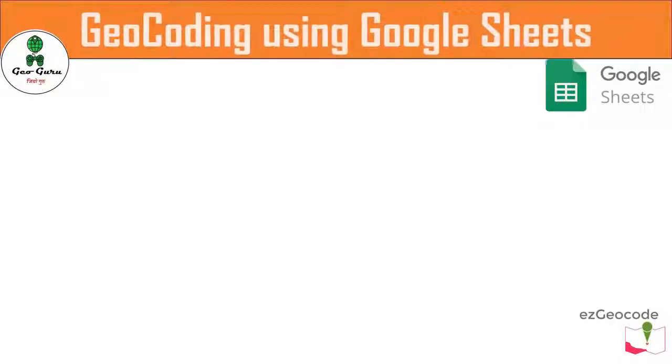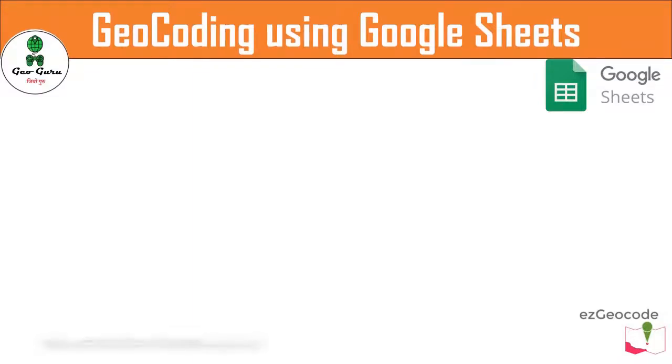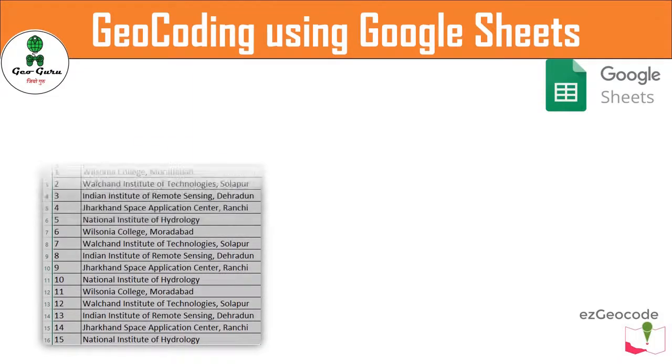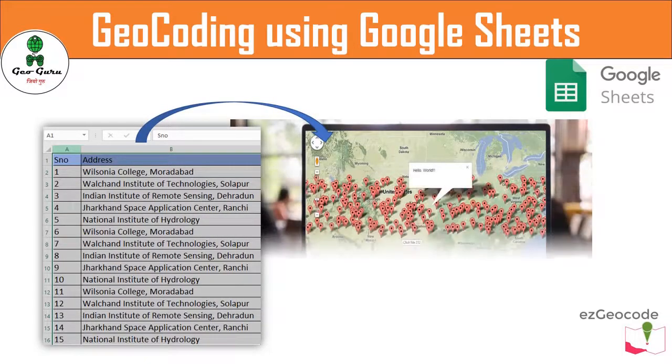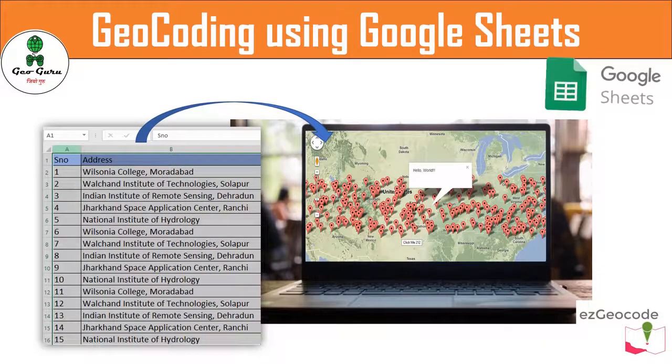Hello friends, in this tutorial we are going to learn about geocoding using Google Sheet. Geocoding is nothing but converting the traditional way of writing an address to points, like latitude and longitude. For this we are going to use Google Sheet and the EZ Geocode plugin.